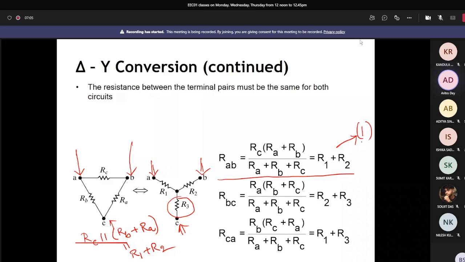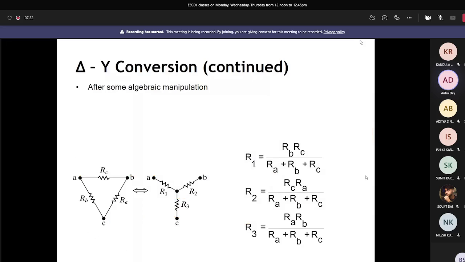So this is equation 1, this is equation 2, and this is equation 3. You can solve them the way you want. You can add them all together, and then it will be easier, I think. Then if you subtract equation 1 from the addition of all three, you can directly get R3. If we do that, we find the relation that R1 is equal to RBRC divided by the summation of all these three.